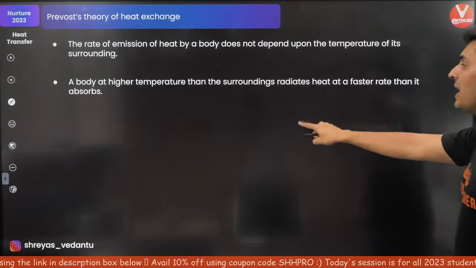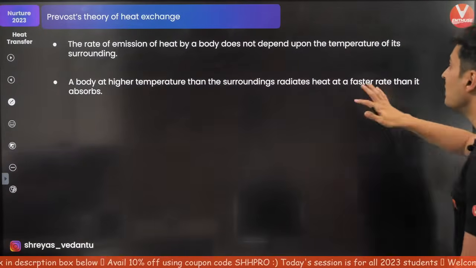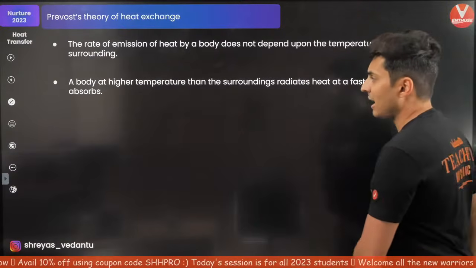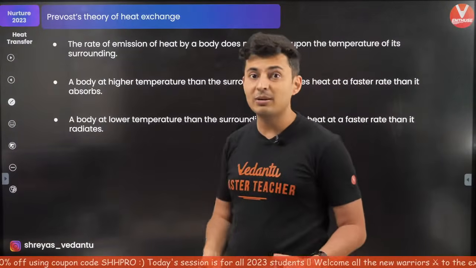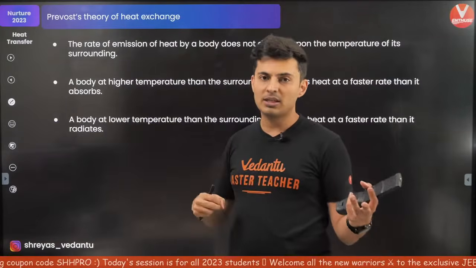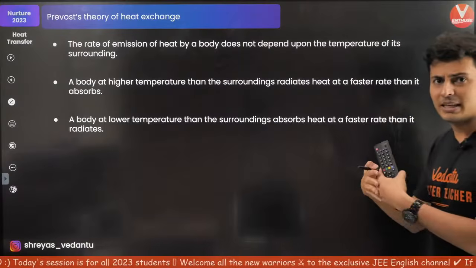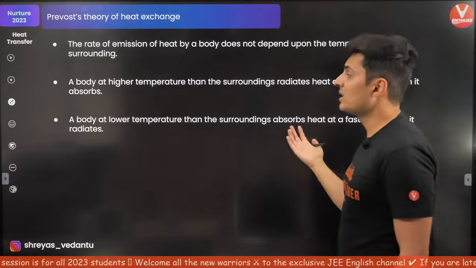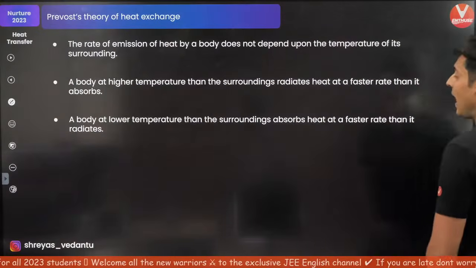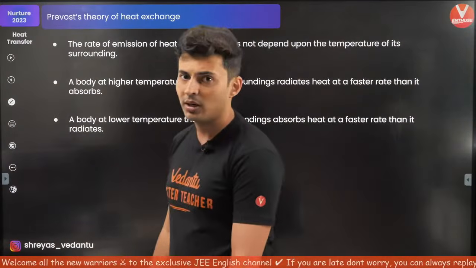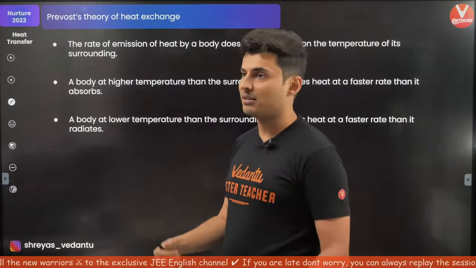Number two, a body at higher temperature than the surrounding radiates more heat as compared to how much it absorbs. So if you have a hot body, it will emit more and absorb less. But if you have a body at the same temperature, it will be equal. And if the body's temperature is lower, then it will absorb more and radiate less.